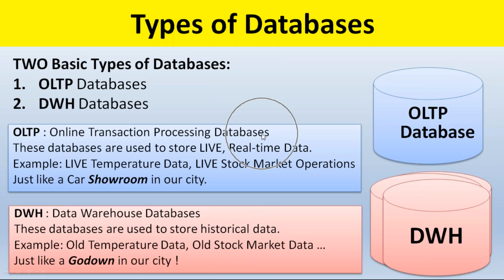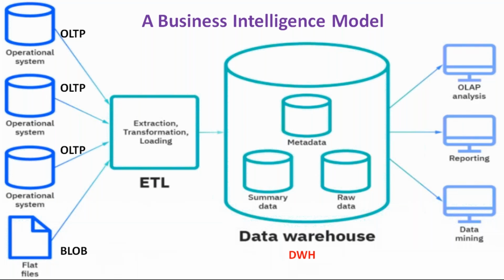Our house has a living room and a store room. Our city has showrooms and godowns. More showrooms, less godowns. Same thing here. More rooms and less number of store rooms. Here more number of OLTP, comparatively less number of warehouse. Because we accumulate the data, we consolidate the data, we bring data together into warehouse. Who is going to bring it together here? The valet parking service is ETL, extract, transform, load.